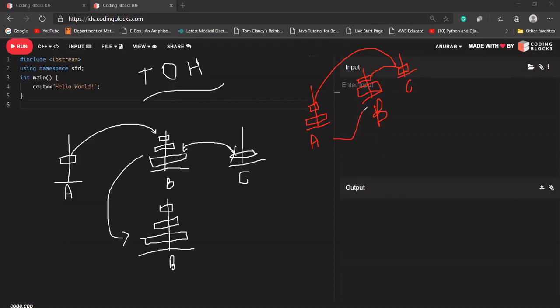Okay, so what are the operations that we have performed? We did it in the same manner as we did in the case of 3 disks. Let's perform one more case. Let's say there is only one disk and I want to go from A to B. In that case, I can directly move the disk from A to B.